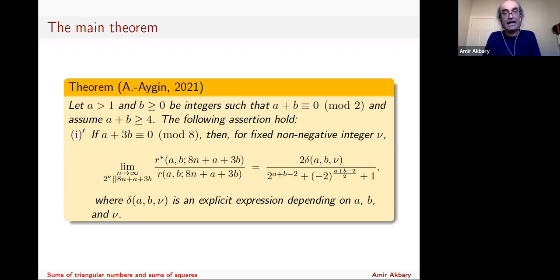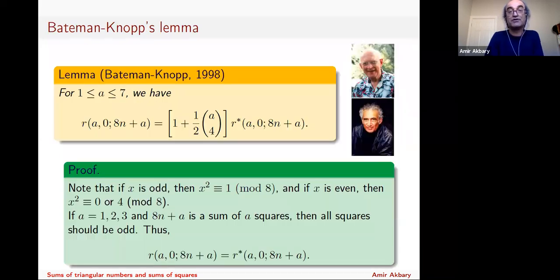Okay, so you may ask why we consider this problem, why this limit. The reason is that, as I said, there is a history related to that, and here I want to talk about some background about this problem. This problem goes back to 1998, where in a paper, Bateman-Knopp, they proved the following relation between R and R star.